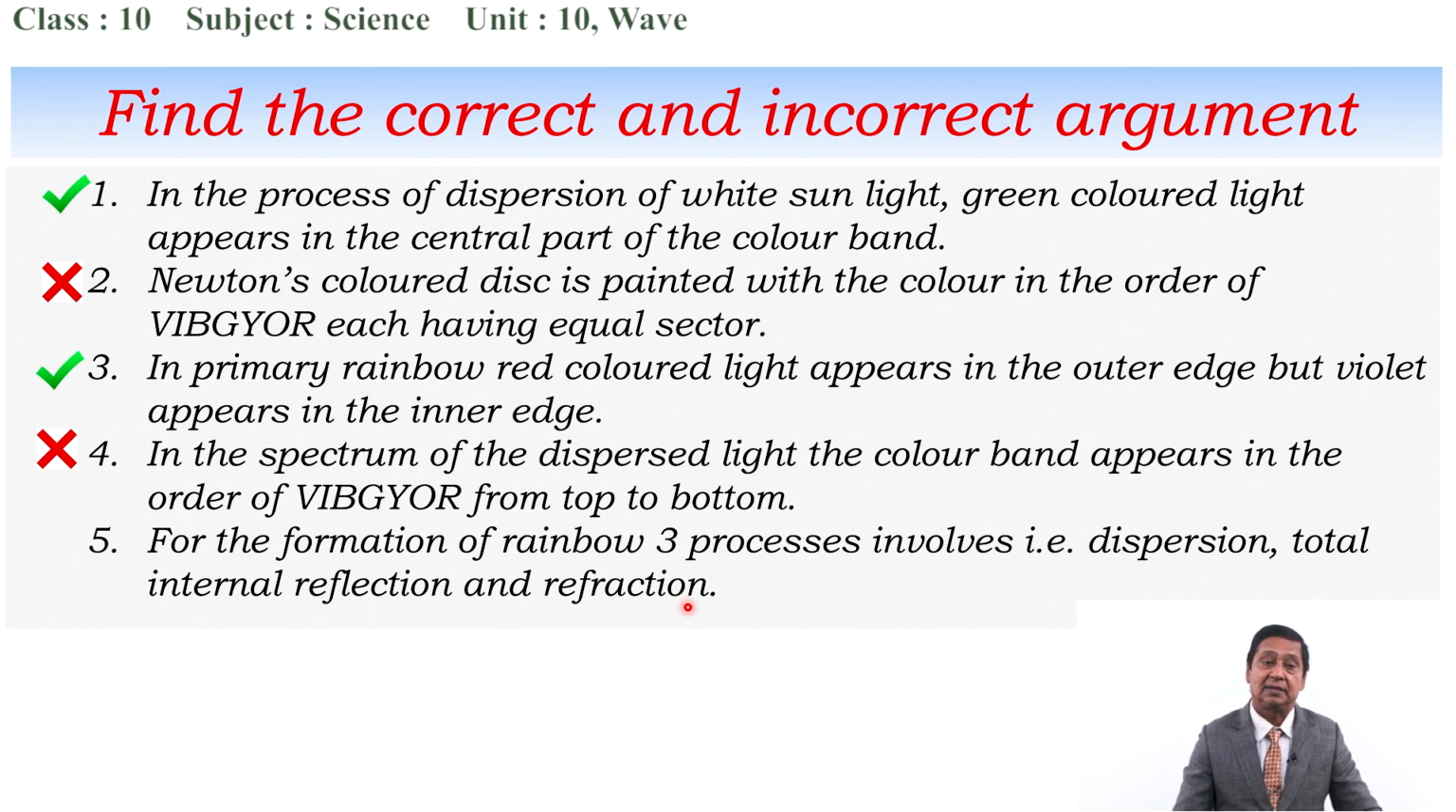For the formation of a rainbow, three processes are involved, that is dispersion, total internal reflection and refraction. Is it? Yes. Dispersion is followed by total internal reflection, and in case of a secondary rainbow, total internal reflection occurs twice and then it is followed by refraction. Yes, this option is correct. Okay, this way we can find the correct and incorrect arguments and separate them.